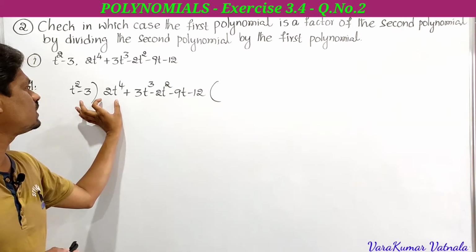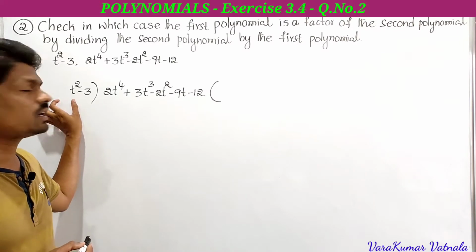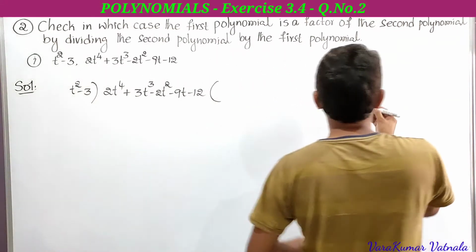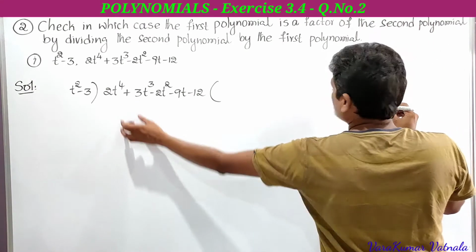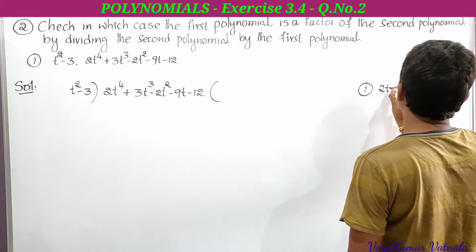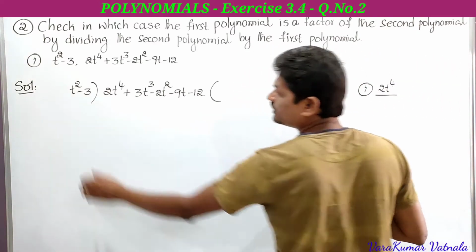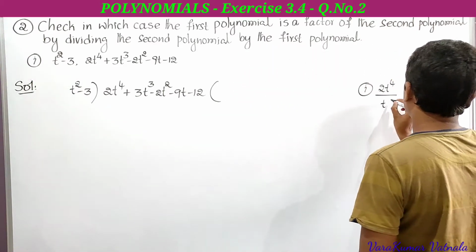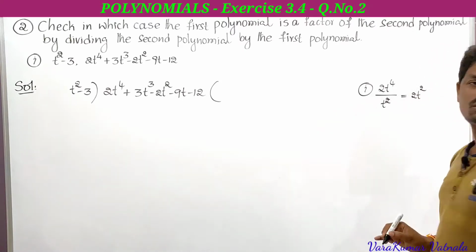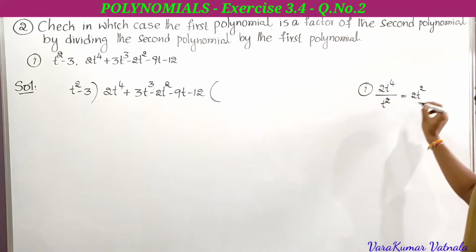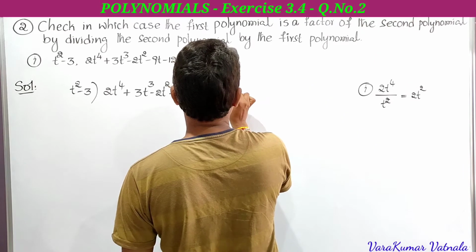Divide the highest degree term of the dividend by the highest degree term of the divisor. So the highest degree term in the dividend is 2t to the power 4, divided by the highest degree term in the divisor, t square. If you divide, you get 2t square. Write this 2t square in the quotient place. So here write 2t square.